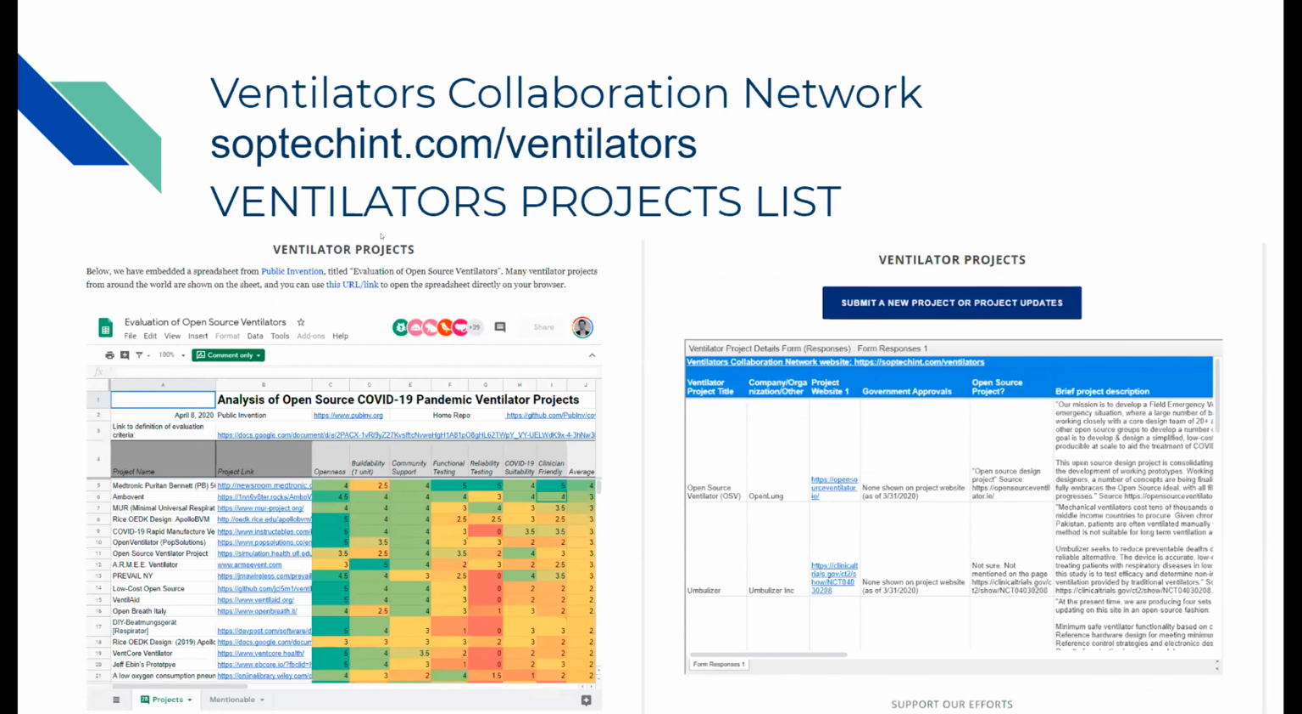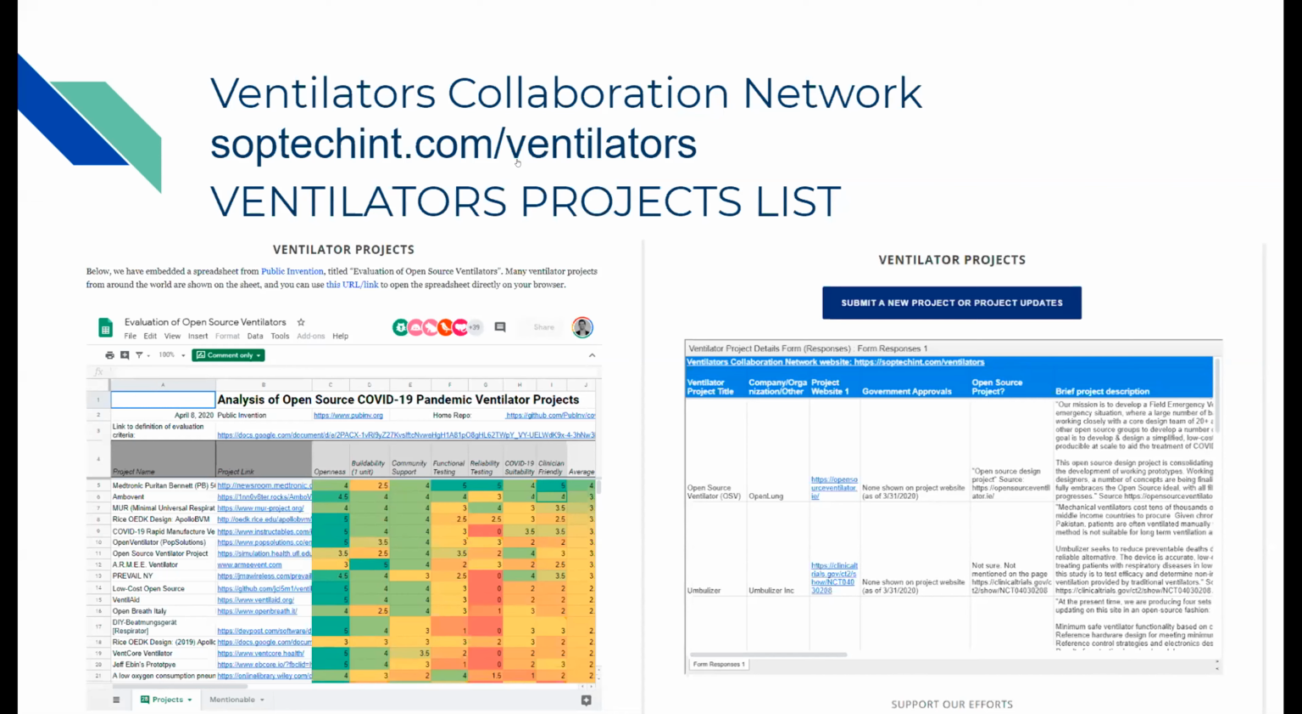One interesting thing that we just changed on the first page called Ventilators Projects List is that we embedded the spreadsheet from Robert Reed. He presented actually a couple of webinars ago. He is part of a group called Public Invention, and they have this spreadsheet that's titled Evaluation of Open Source Ventilators. It's a massive, massive spreadsheet. And it's not only a listing of the different projects that are out there, but they also assess various criteria, and they have a methodology by which they do that. And you can see all of that.